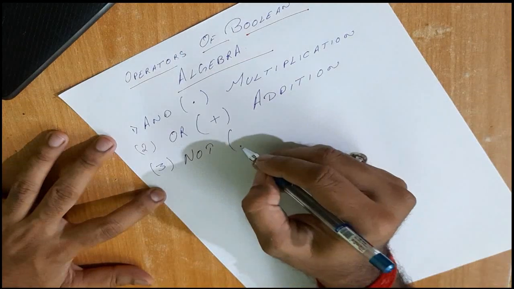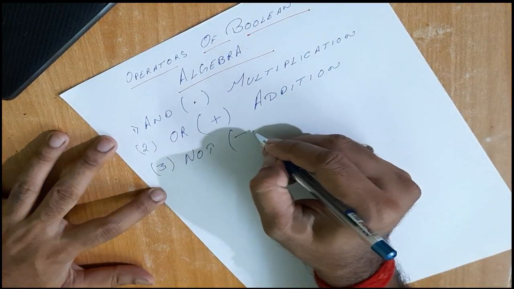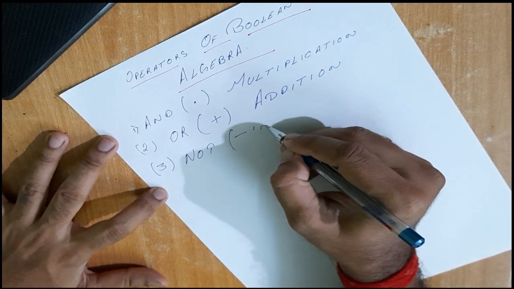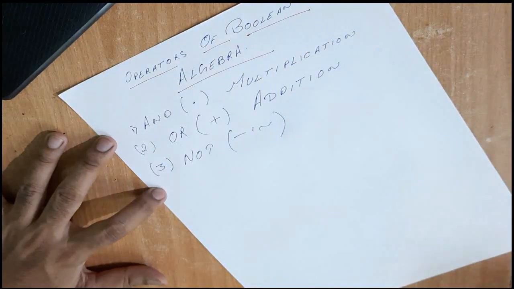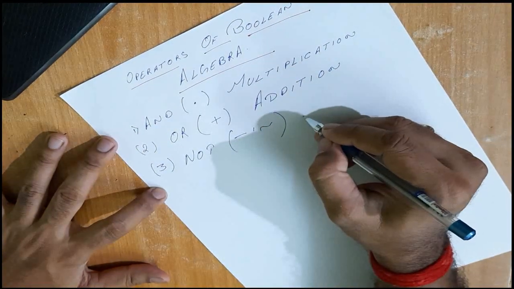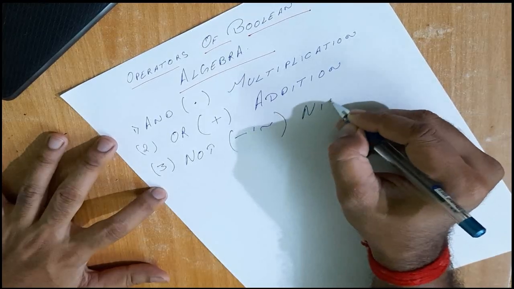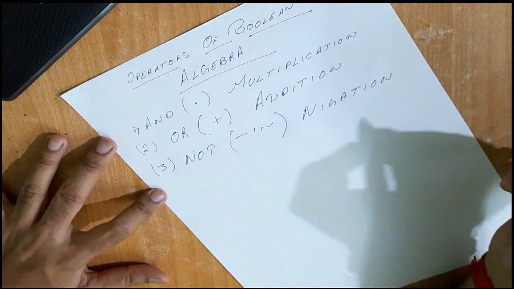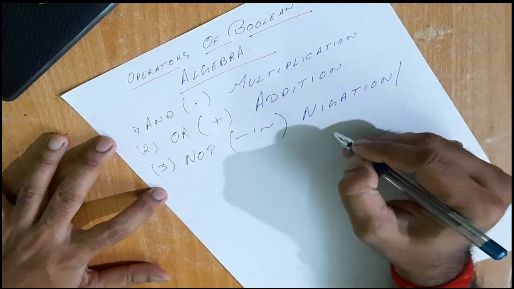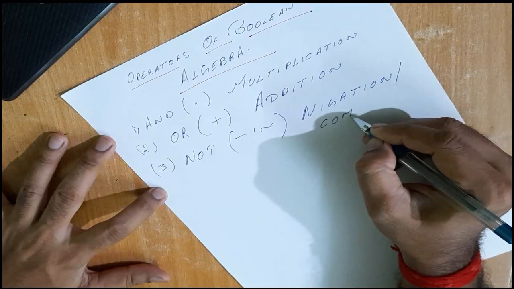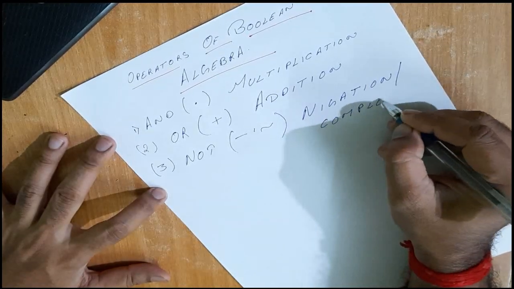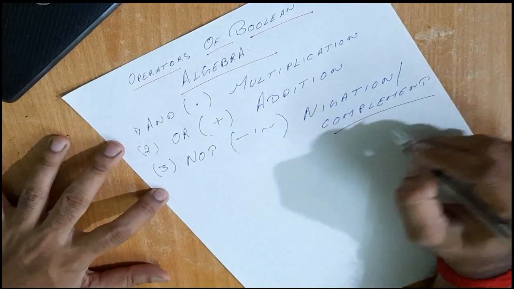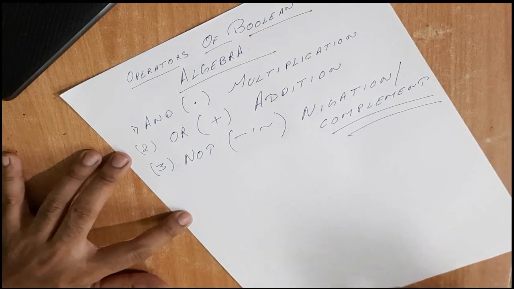It is denoted by the sign bar, single quotes, or by a tilde sign. It means negation, that is complement. Now let's see the rules of these operators.